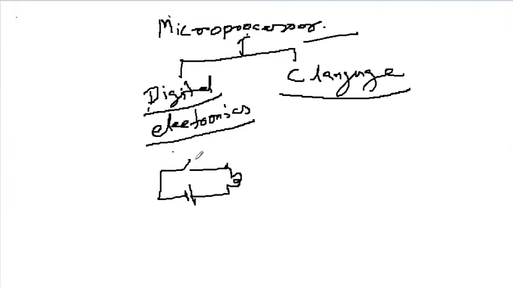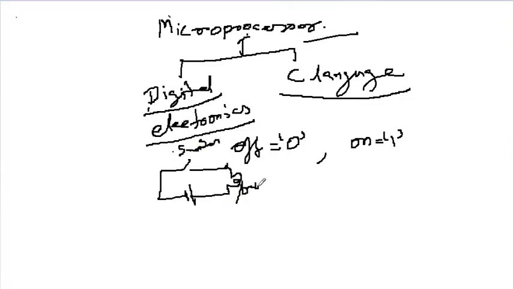And you consider this off. When it is off, this is 0, and when it is on, this is equal to 1. If you consider it like this, the bulb off, there are two cases. One is the switch and another is the bulb. This is called input. We are giving it, so this is the input, and the bulb is the output.